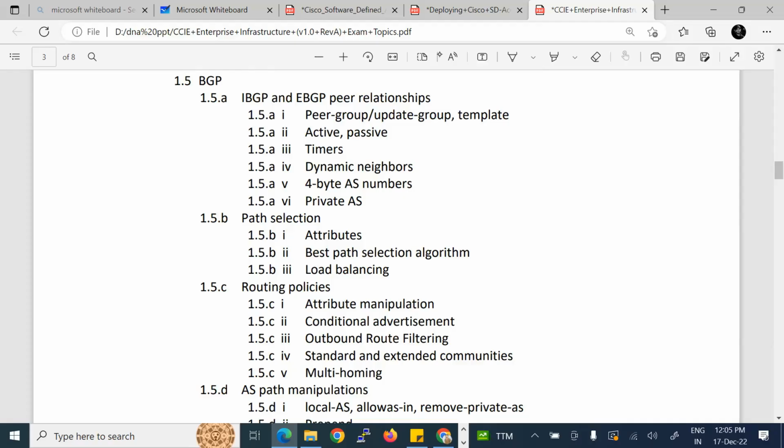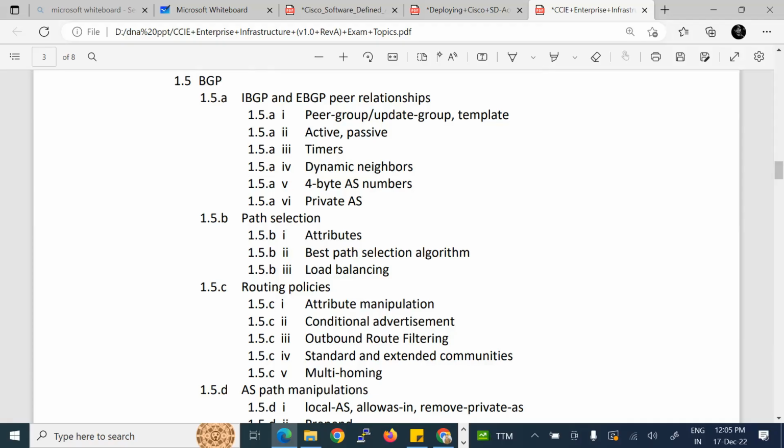Network engineers are very fascinated by BGP. BGP is a very big protocol. BGP is mostly used in service provider networks. But BGP, you can say, is a dream protocol for every network engineer, because BGP is responsible for maintaining the internet routing table.